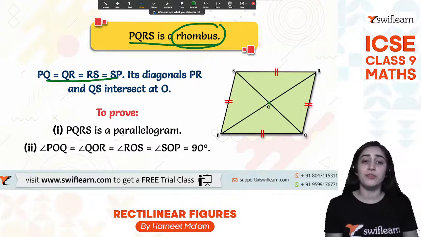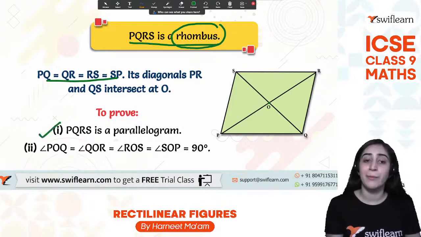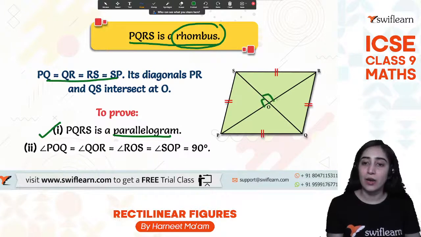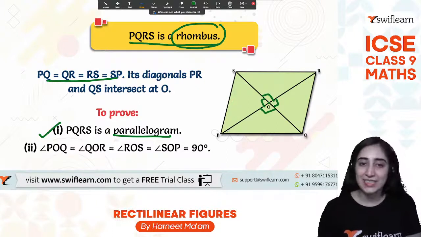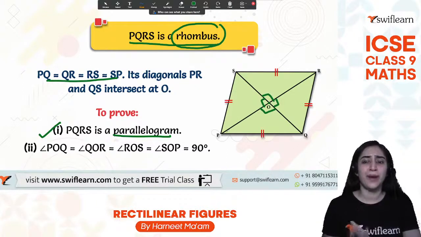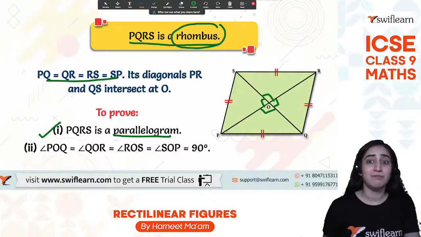So what we have to prove, the first thing we have to prove is that it is a parallelogram, and the second thing we have to prove is that these angles are all 90 degrees. What is POQ, QOR, ROS, SOP will all become 90 degrees. Anyway, we can prove that they are a parallelogram and they become 90 degrees.